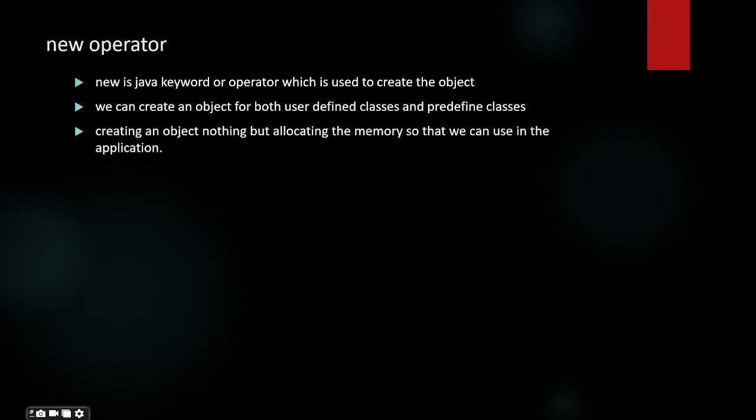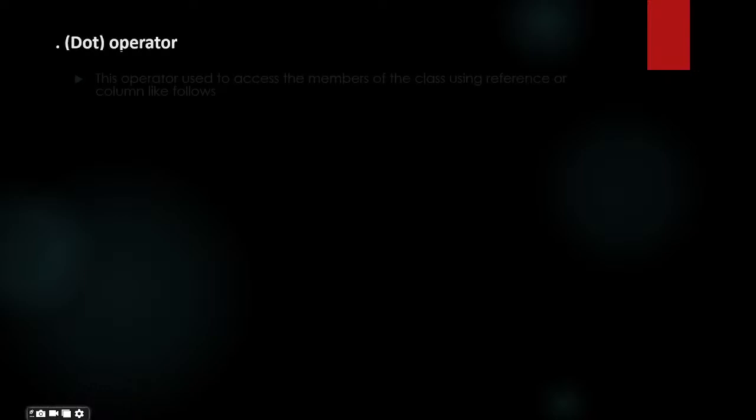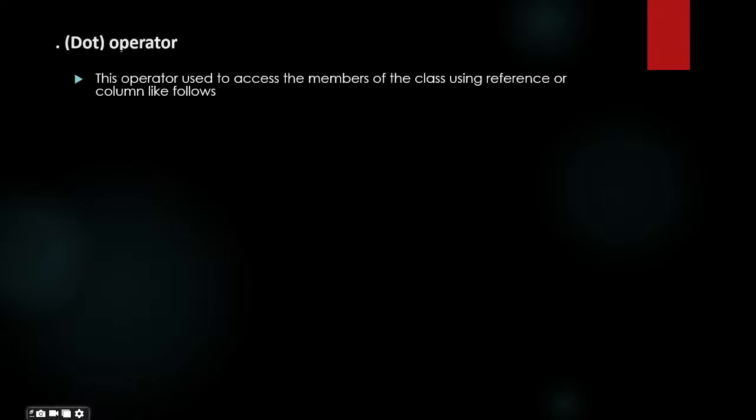After that, the new operator. With the help of the new operator, we can create an object. So we discussed the new operator in the last session. And with the help of the dot operator, we can access the class members like variables and methods.